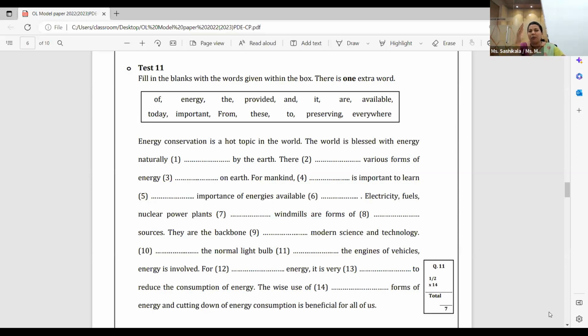So when you get a paragraph with vocabulary, grammar, right, language, every language item is tested here. So you have to be thorough with your vocabulary and grammar in order to answer these types of questions.